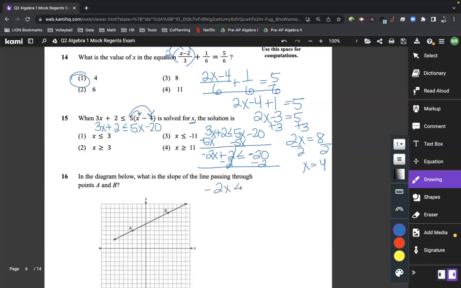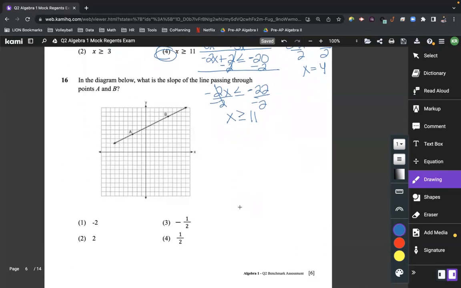Negative 2x is less than or equal to negative 22. Divide by negative 2 on both sides. Now, this is an instance where my sign will flip because I'm dividing by a negative. So x is no longer less than, but greater than or equal to positive 11. And the answer choice is 4.